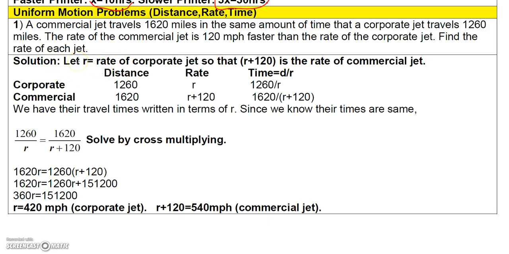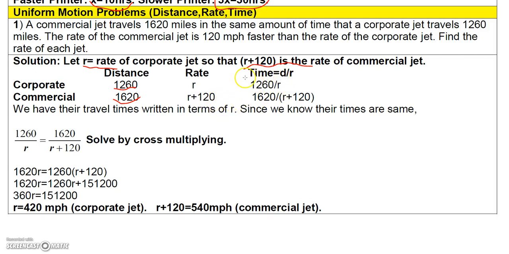Okay, since we want to find the rate of each jet, we need to let r be the rate of one of the jets. So let's let r be the rate of the corporate jet. And then the commercial jet is faster, so r plus 120 would be the rate of the commercial jet. Now we know the corporate jet travels 1,260 miles, and the commercial jet travels 1,620 miles. We've got their rates: r for the corporate jet and r plus 120 for the commercial jet.